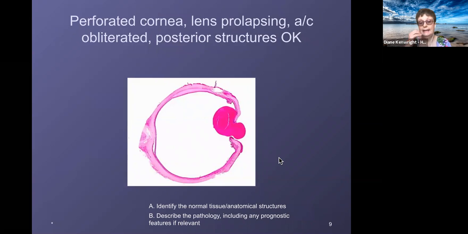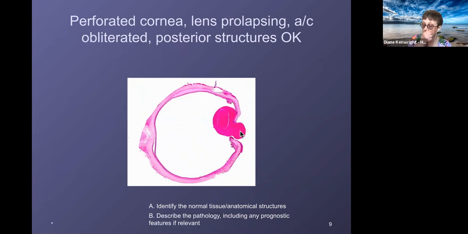Okay, here's another example at low power. So at low power here, we can see that probably the normal structures are the optic nerve, the retina, the sclera, the choroid, all the actions at the front here. So what have we got? Starting at the front, we've got the cornea is perforated, the ciliary body and iris are adherent to the cornea, and the lens is prolapsing through a defect in the cornea.